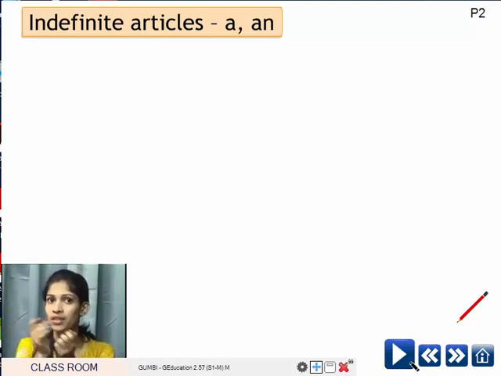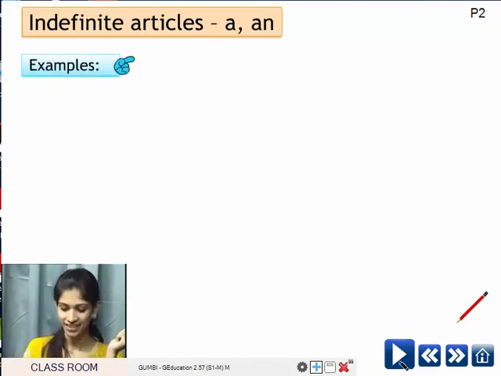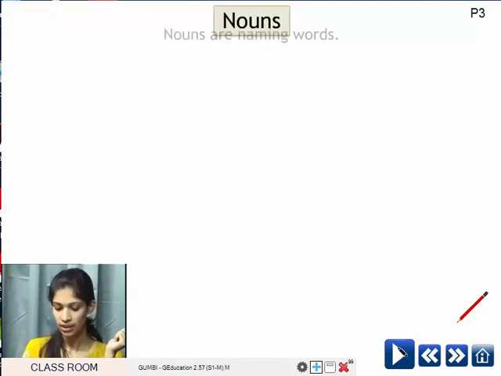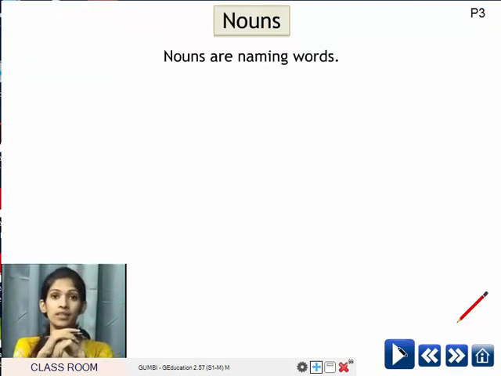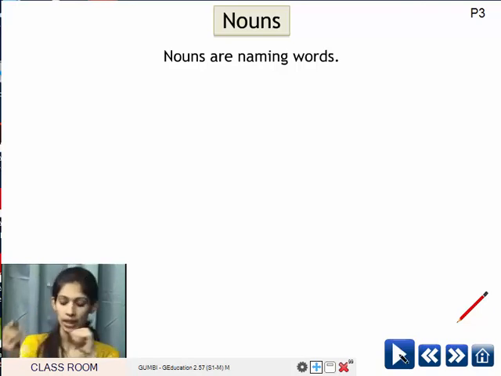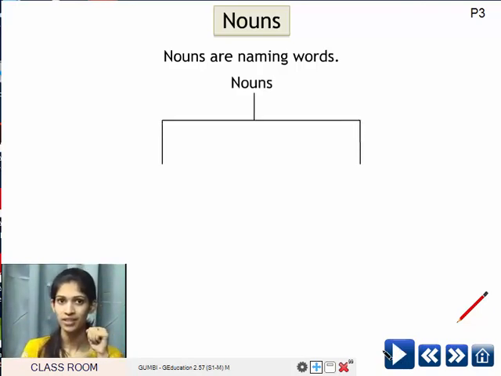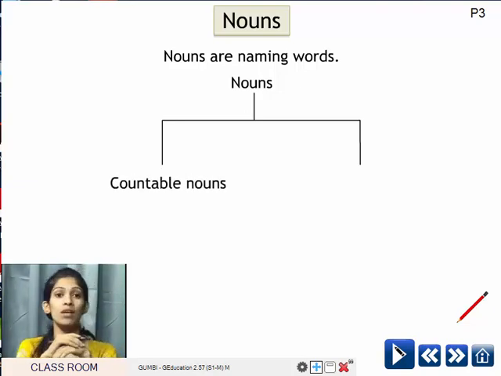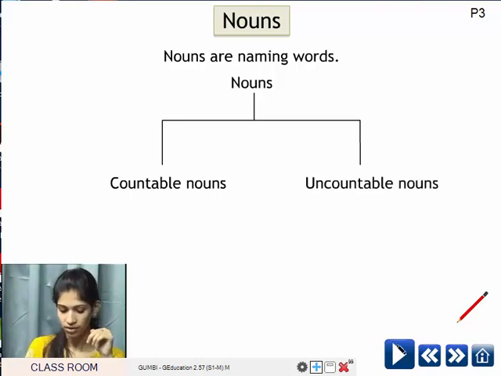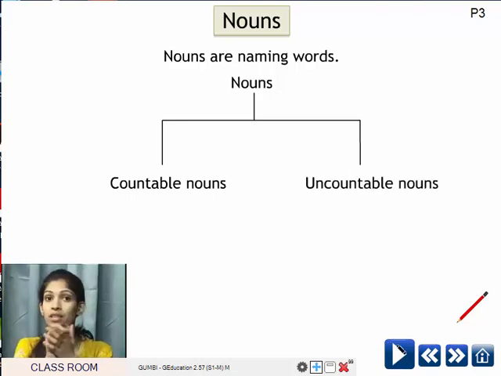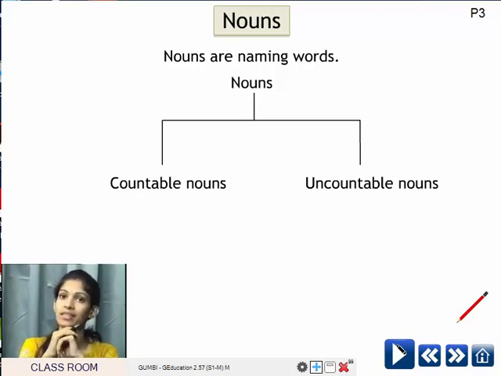Tell me, what are nouns? Yes, correct. Nouns are naming words. There are two types. Which are they? Yes, good. One is countable nouns and another one is uncountable nouns. Yes, the nouns that can be counted. Uncountable nouns? Yes, nouns that cannot be counted.